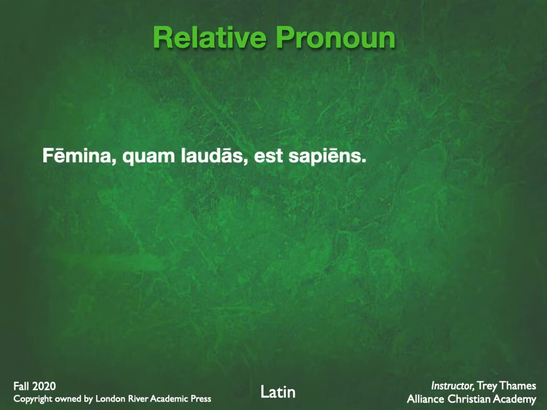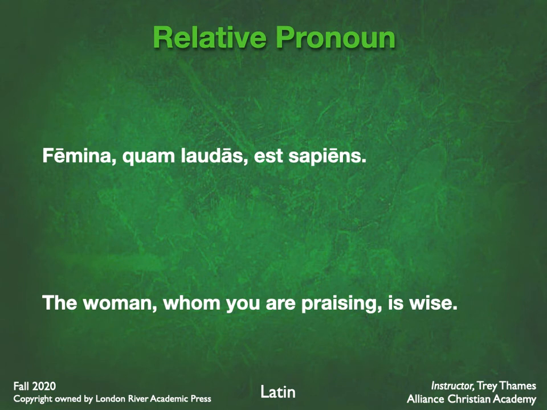All right, so let's try this sentence. Femina quam laudas est sapiens. The woman, whom you are praising, is wise. So femina quam laudas est sapiens. The woman whom you praise, or whom you are praising, is wise. That's the Latin sentence here. So let's check this out here. So again, here's your relative clause, whom you are praising. In the Latin, the relative clause is quam laudas.